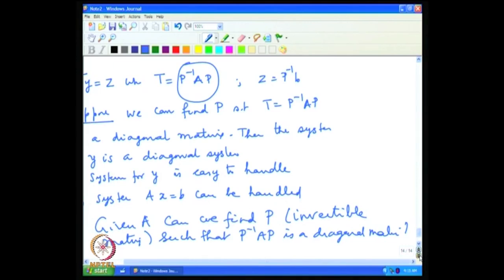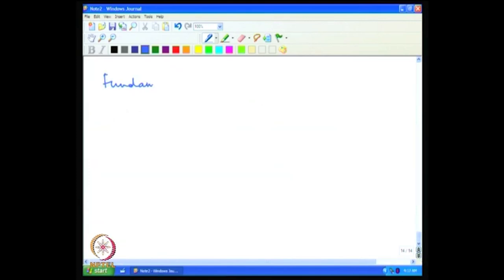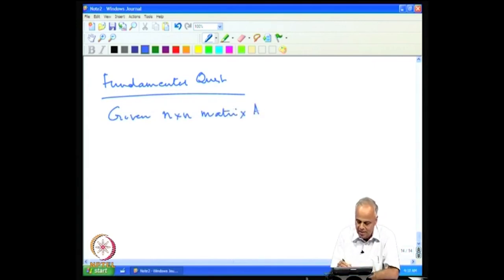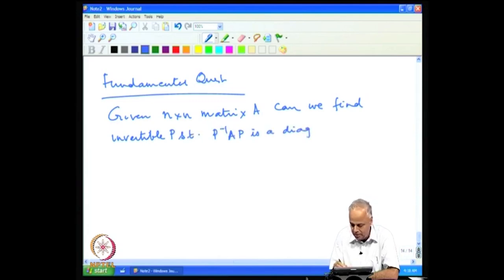Consequently, the moment we find this criterion, we will again ask a series of questions, namely, given a matrix A, check whether it satisfies this criterion. If it does, the fundamental question therefore is, given an n by n matrix A, can we find an invertible P such that P inverse A P is a diagonal matrix? The answer to this question is very complex, and this leads to a lot of very interesting canonical forms of matrices, and we shall be discussing all of them, at least several of them.